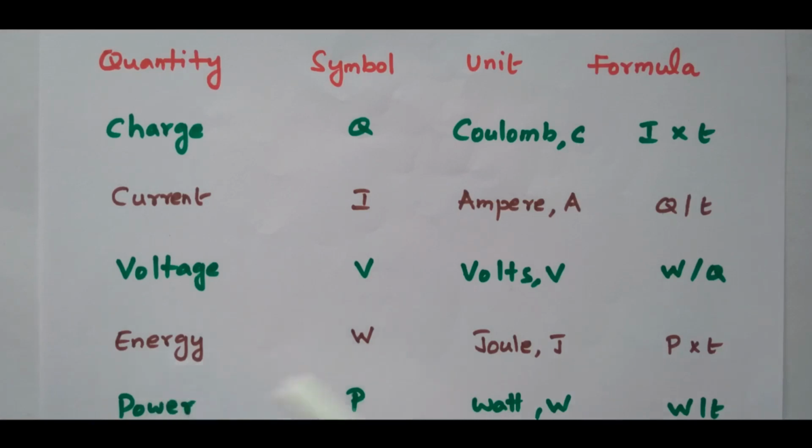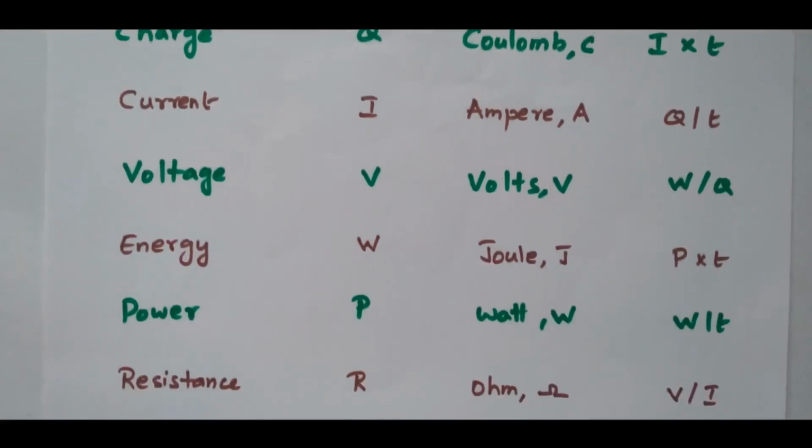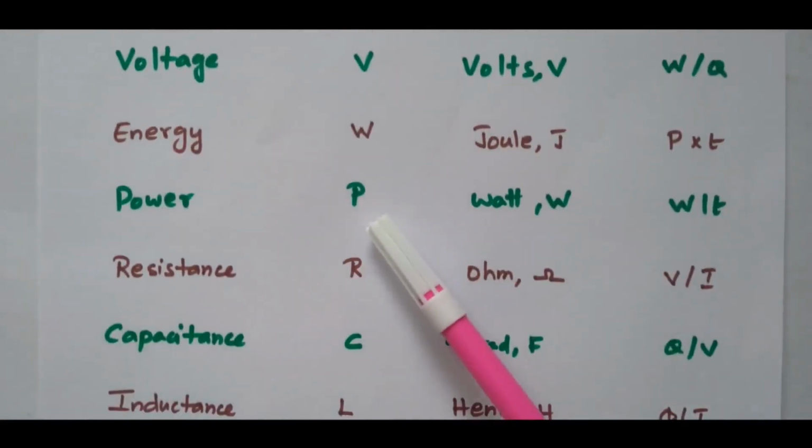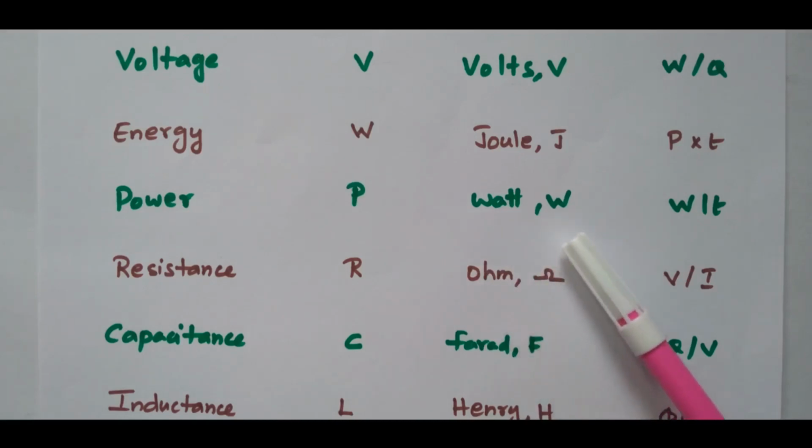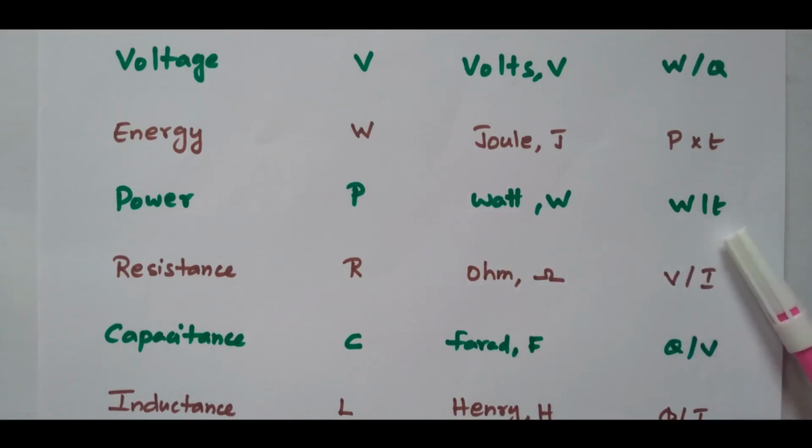Then energy. The symbol is W. The unit is joule, we can write it as J. Power into time. The energy always refers to the power at a given time. P into T. Then what is the power? Power symbol is P. The unit is watts, W. The power is nothing but W by T. The next one, resistance R. The unit is ohm. The formula is V by I.